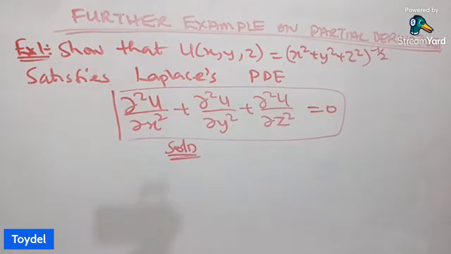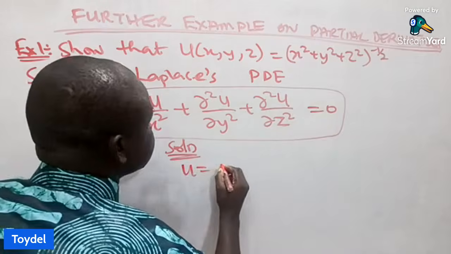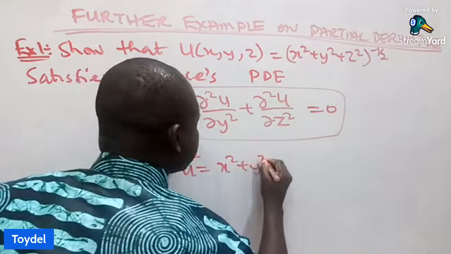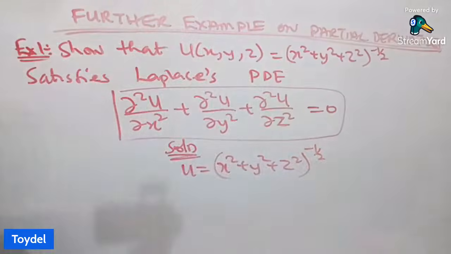How do we go about this? Of course, we have to start from somewhere. So we are going to write u, which is equal to x squared plus y squared plus z squared, everything raised to power minus half.